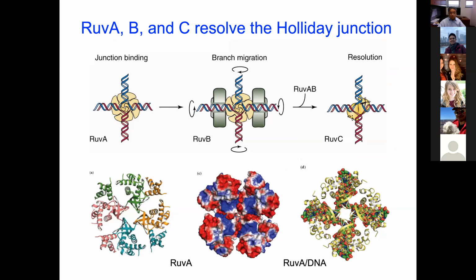So the 4-way Holliday junction eventually has to be resolved by a nuclease. And you see, this is the structure of the RuvA protein. It is supposed to recognize the 4-way junction of the double-strand DNA. And eventually RuvC will be involved in the cleavage of this double-stranded 4-way Holliday junction.